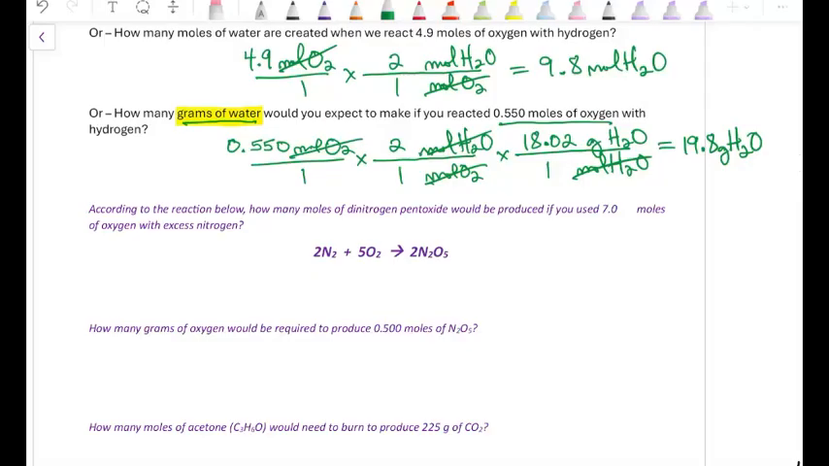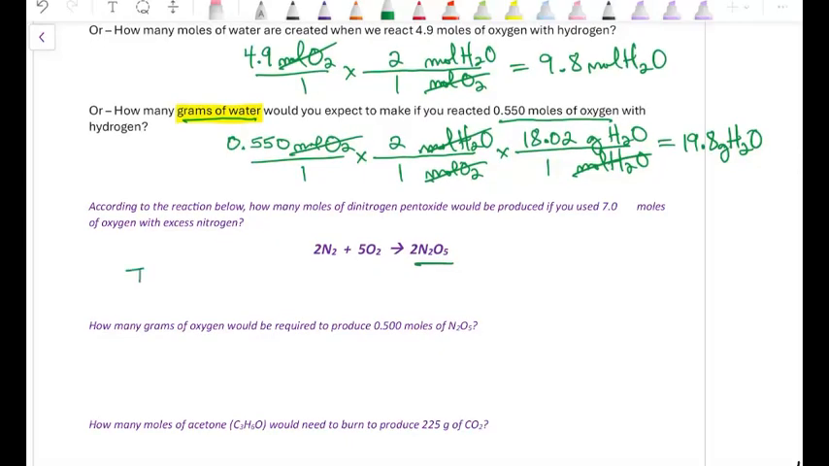According to the reaction below, how many moles of dinitrogen pentoxide, so that's this stuff, would be produced if you use 7 moles of oxygen with excess nitrogen? So we're going to try to go from 7 moles of O2, and we're going to take that simply to moles of N2O5. Okay, so go ahead and pause and see if you can finish up this problem.